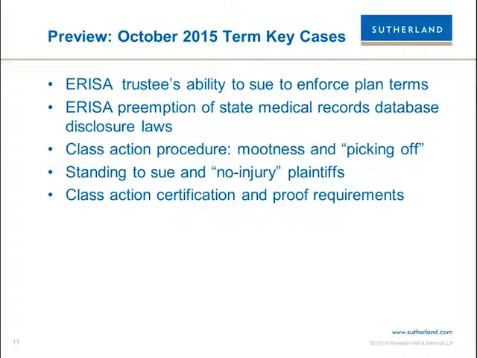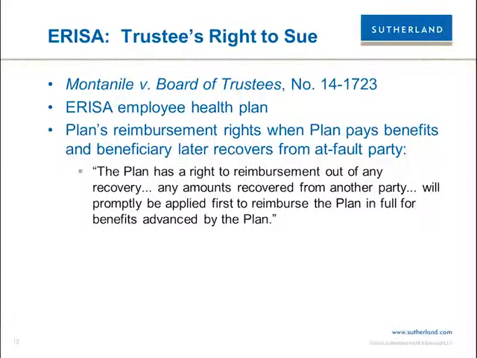So already on the docket, cases where the court has already granted review on the merits, are several that we want to discuss briefly today with implications for the insurance industry. The first two we'll talk about are ERISA cases. The first one is Montanile versus Board of Trustees. This is a case out of the 11th Circuit that's up before the Supreme Court. And the issue here is the trustees' right to sue to enforce terms of the plan.